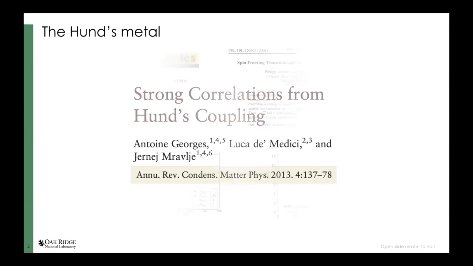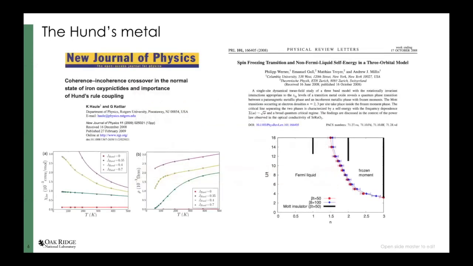But there are a few papers that are very interesting, to me at least, and I think they deserve mention here. One is Kristjan and Gabi's paper from 2008, where they study the Hund's effect in iron-based superconductors. They find the so-called coherent-incoherent crossover, and they find the dominant role of Hund's coupling.